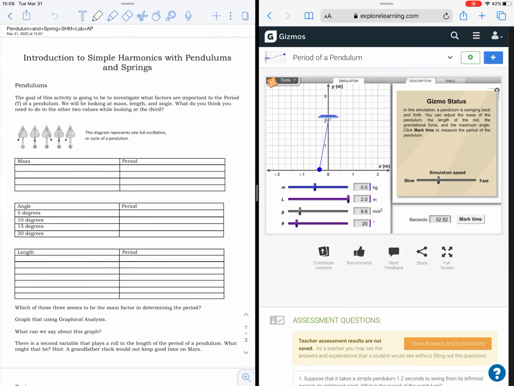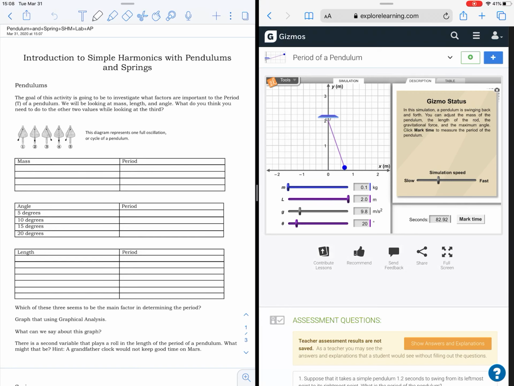Okay, so I'm just really quickly going to try to show you how to use the Simple Harmonic Motion Lab. First of all, whenever you're changing anything on the pendulum, so if we're testing mass, you're going to keep the length and the angle the same. So length, angle, and gravity are all going to stay the same there, okay? And so what you're going to do then is only change the mass.